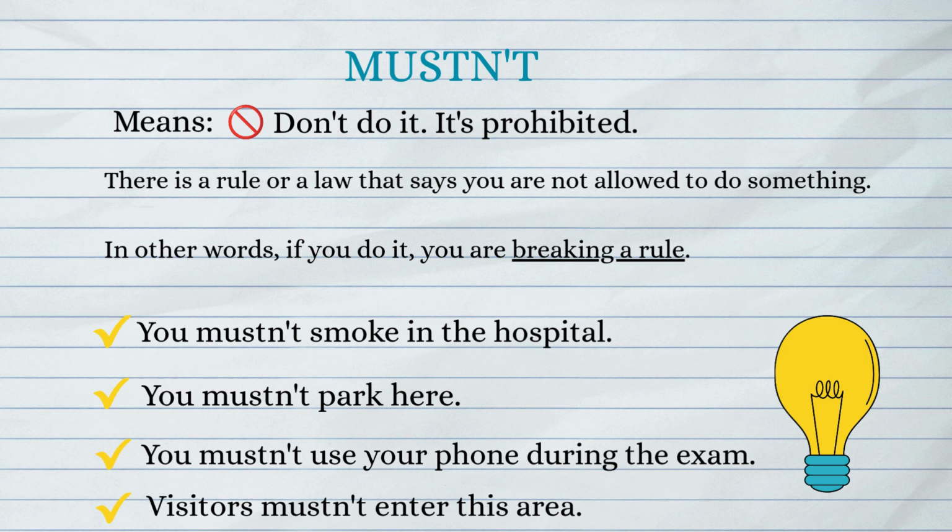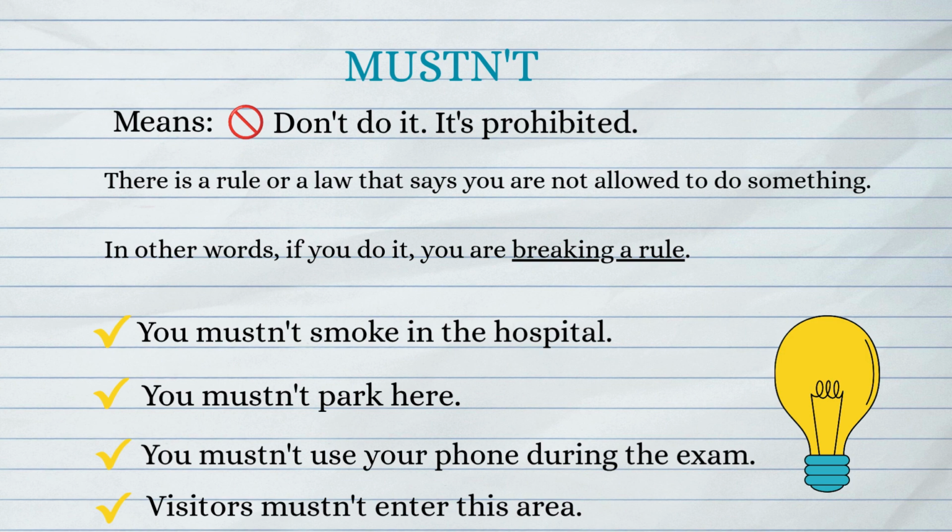Now, let's look at the negative forms. This is one of the most confusing parts of today's lesson. But don't worry, it's actually quite simple once you understand the meaning. We use mustn't when something is prohibited. It means don't do it. There is a rule or a law that says you're not allowed to do something. In other words, if you do it, you are breaking a rule.